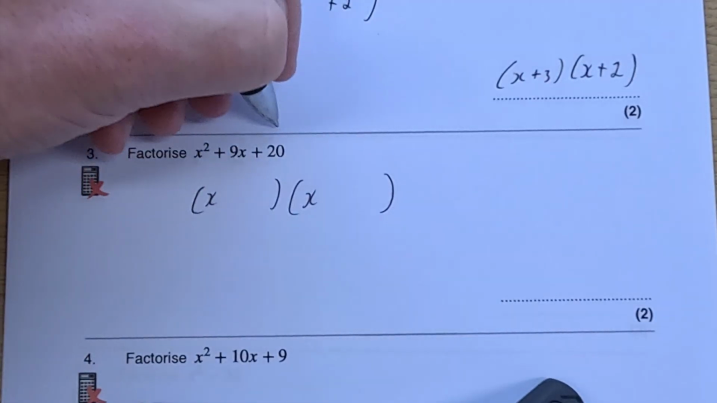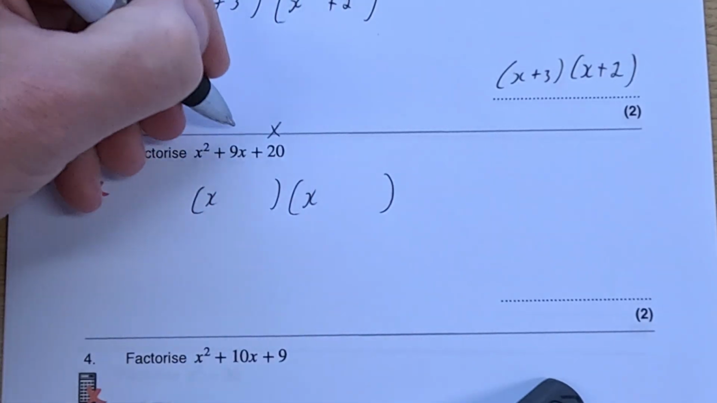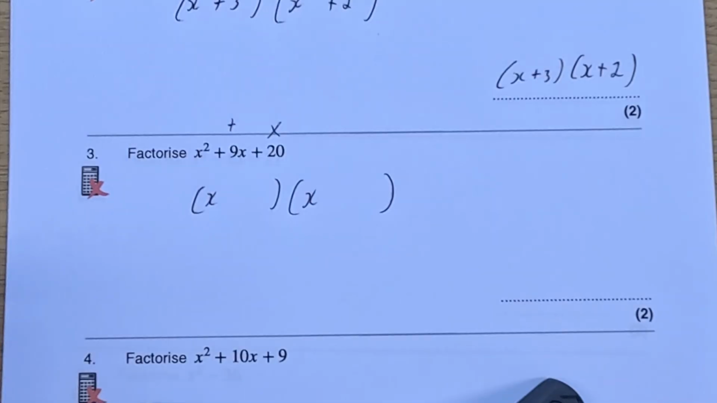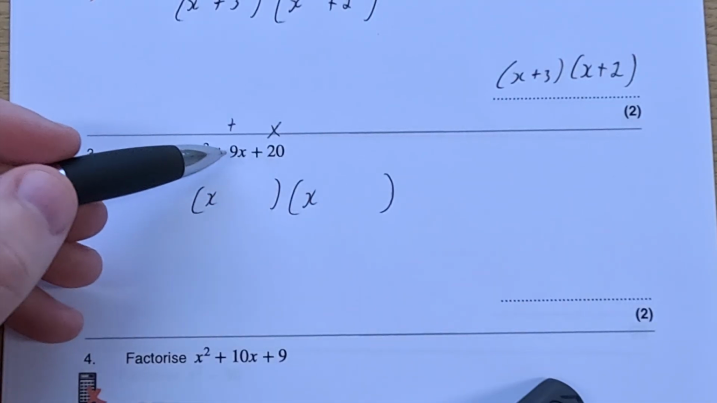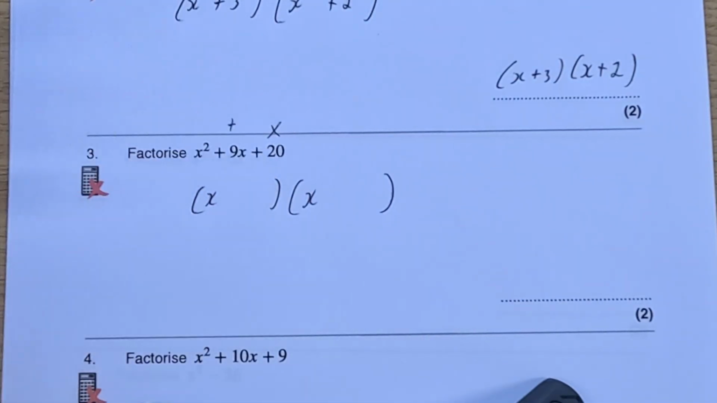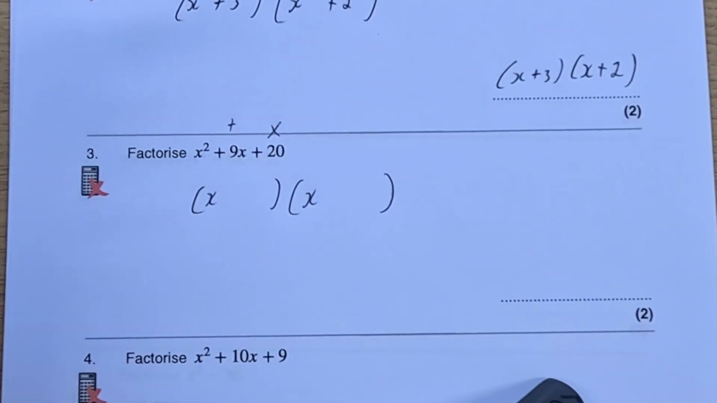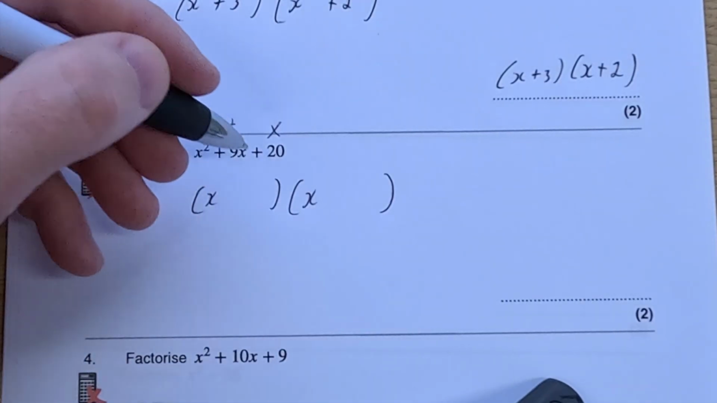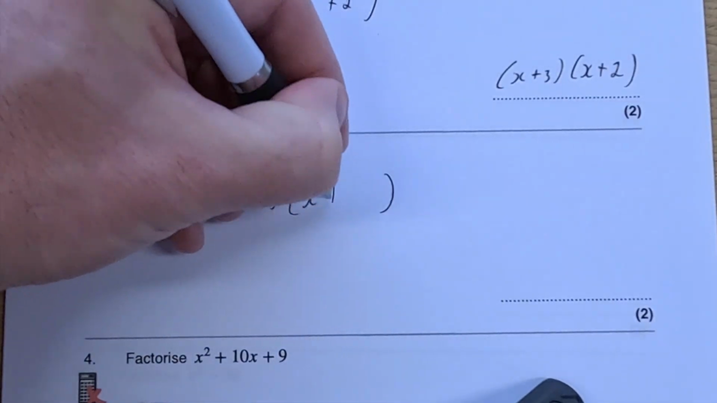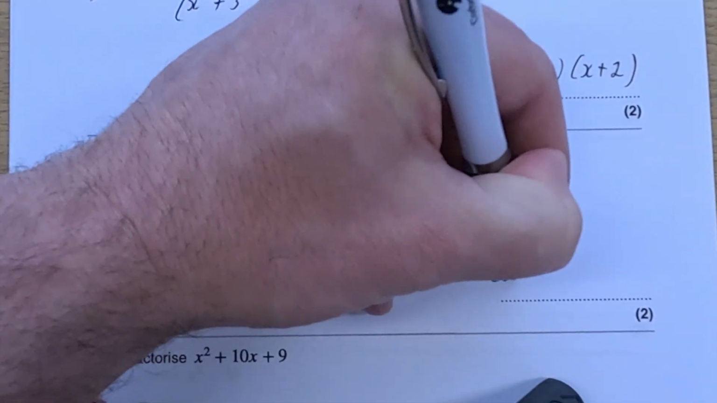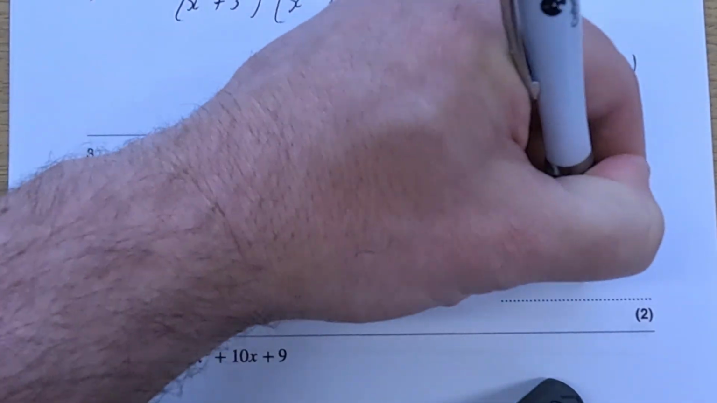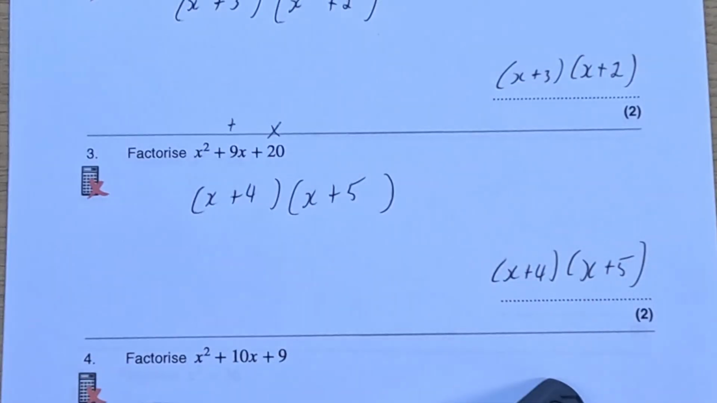And then we're looking for two numbers that times together to be 20 and add together to be 9. The numbers that times together to be 20: well, 1 and 20, no, they don't add together to be 9. 2 and 10, they don't add together to be 9. 4 and 5, yeah, they add together to be 9. So it's going to be plus 4 and plus 5. So our answer would be x plus 4 in brackets and then x plus 5. And that's it. Okay, let's look at our next question, question number 4.